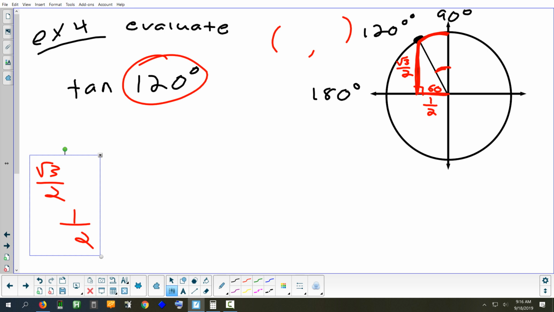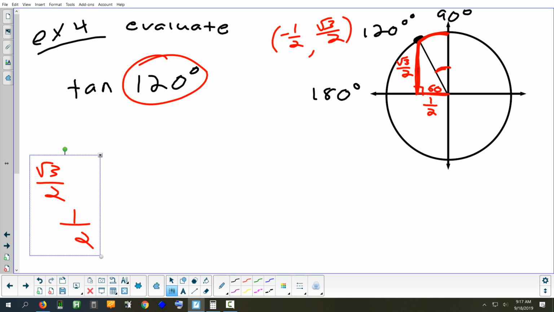Anyone think they can give me the coordinate for 120? Yep, negative 1/2, and then up root 3 over 2. Yep. Okay, so we got the coordinate.